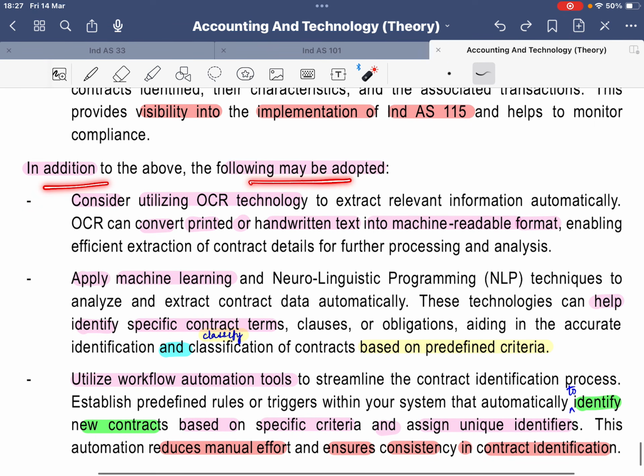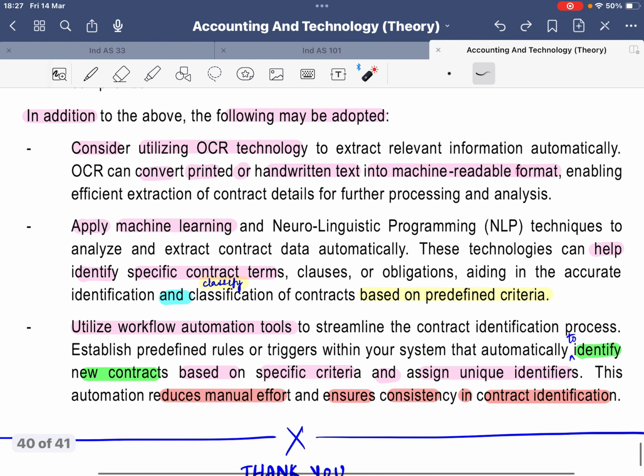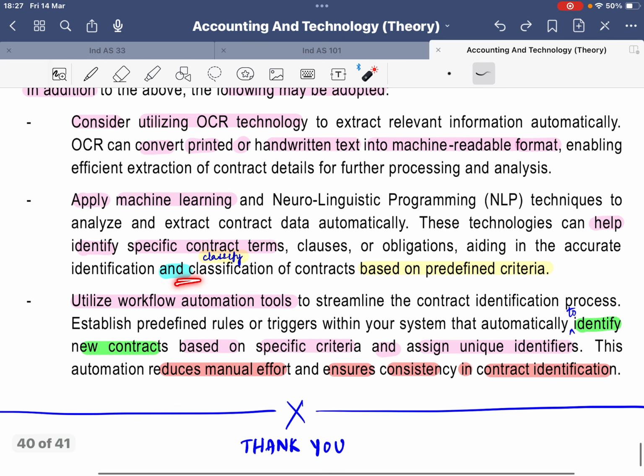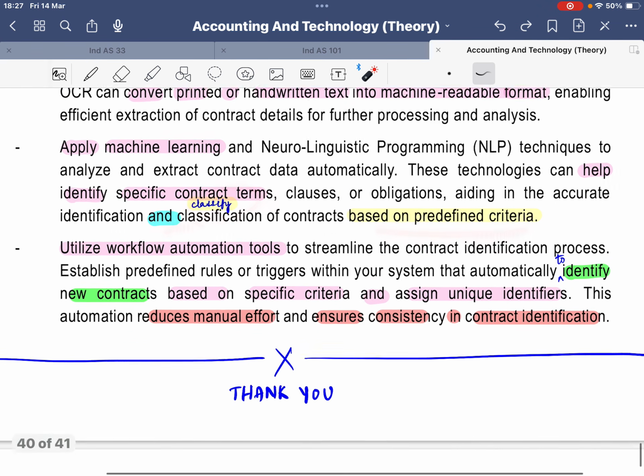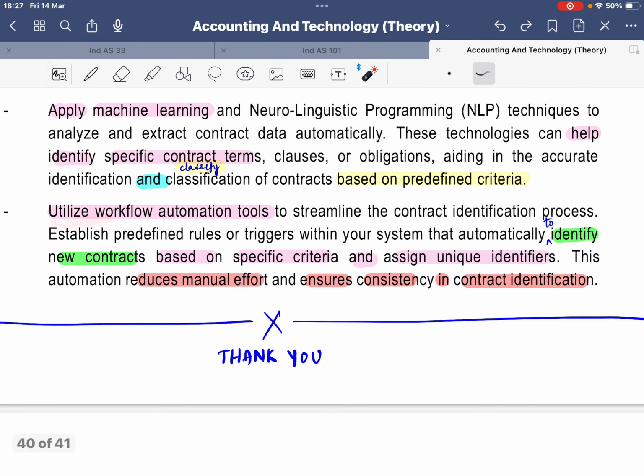In addition, the following may be adopted. Consider utilizing OCR technology to convert printed or handwritten text into machine readable format. Apply machine learning to identify specific contract terms and classify based on predefined criteria. Utilize workflow automation tools to identify new contracts based on specific criteria and assign unique identifiers. Reduce manual efforts, ensure consistency in contract identification.